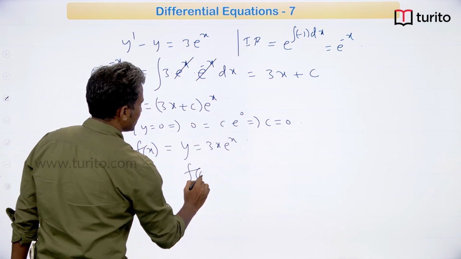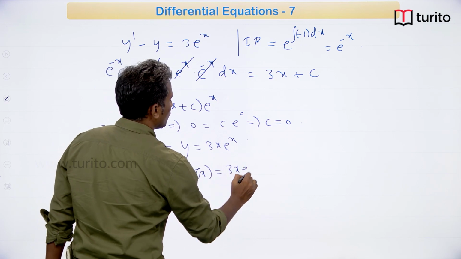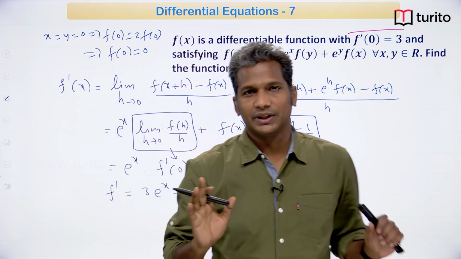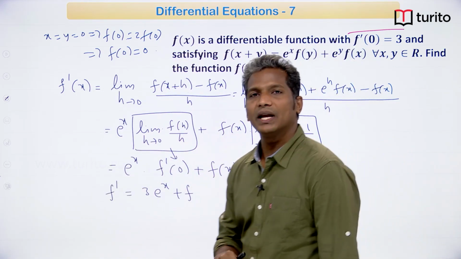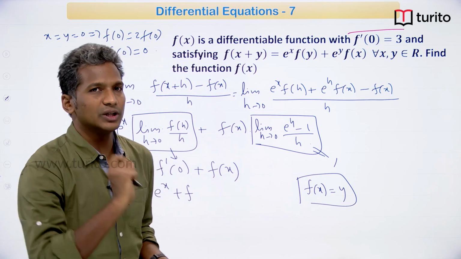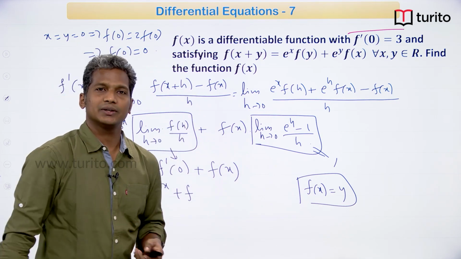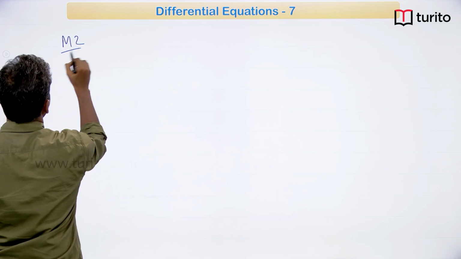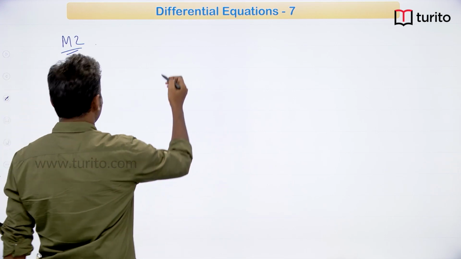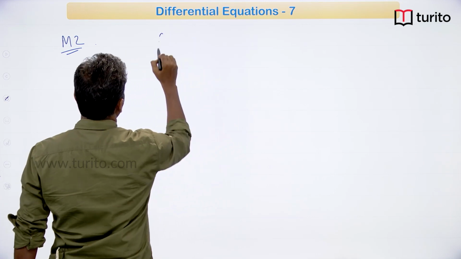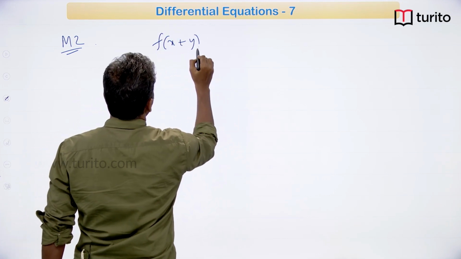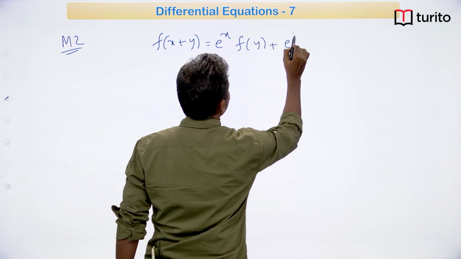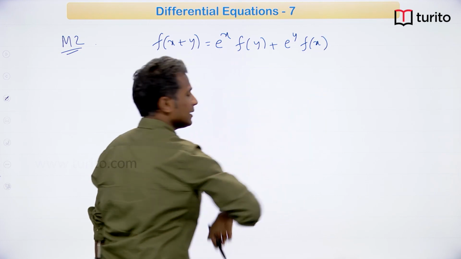Okay. So basically here you have understood the overall method of the problem. This is the standard method. But let me explain to you the application of Euler's equations on this. So this is method number 2. We basically have this equation f of x plus y is equal to e raised to x into f of y plus e raised to y into f of x, right.